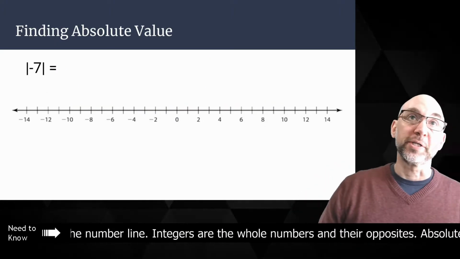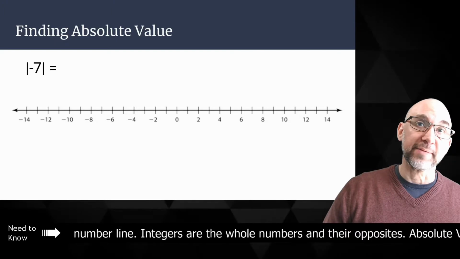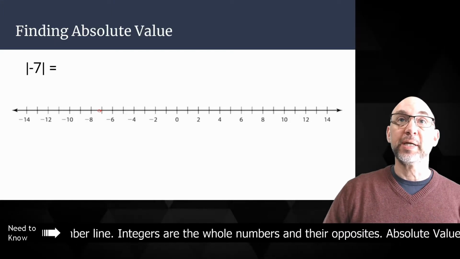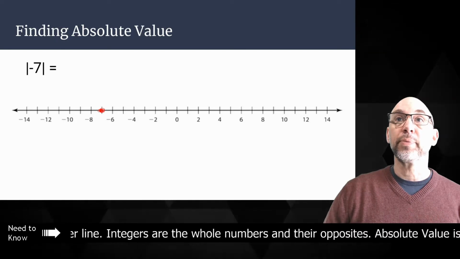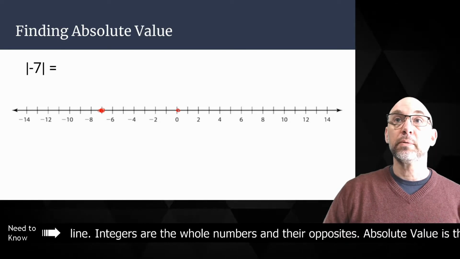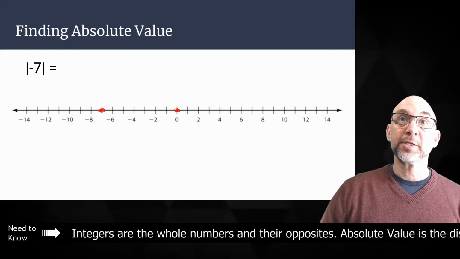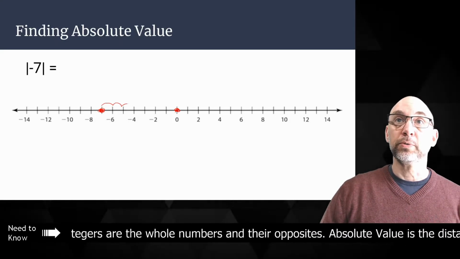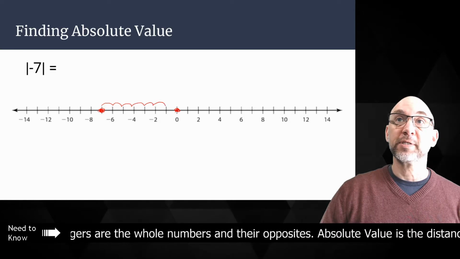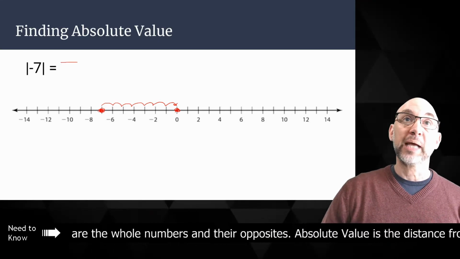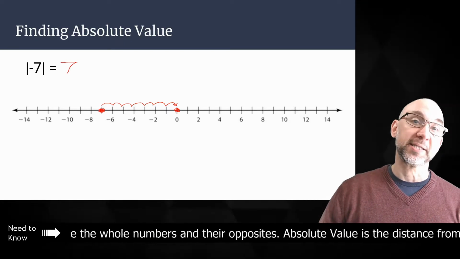Let's look at another example. What's the absolute value of -7? Again, we want to plot it on our number line. So here is -7 on the number line, and here's 0. And I want to know how far away -7 is from 0. So it is 1, 2, 3, 4, 5, 6, 7 spaces, 7 units away from 0. So the absolute value of -7 is positive 7.